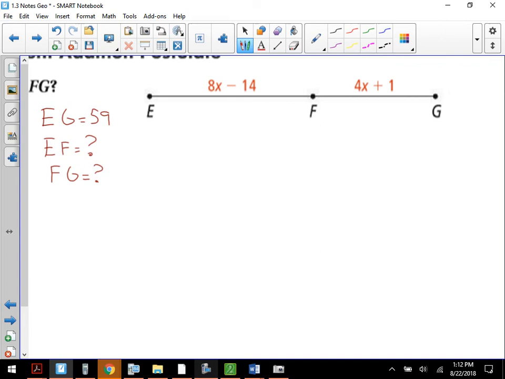Again, we're at the idea that I have two smaller segments that add up to equal the larger segment. The two smaller segments I have here are EF and FG. The whole segment is EG. So using the idea that this is what we call segment addition, I write down EF plus FG has to equal EG.